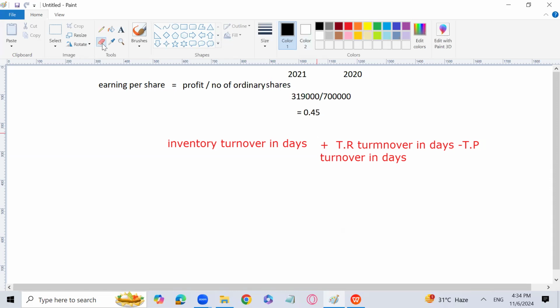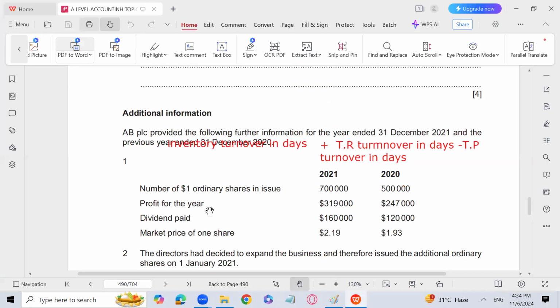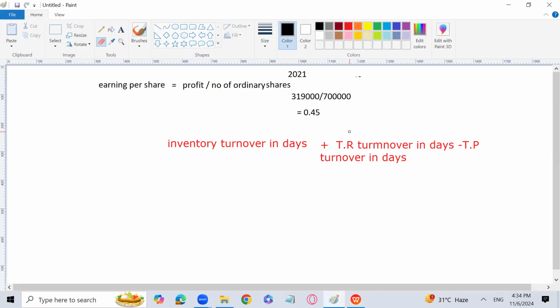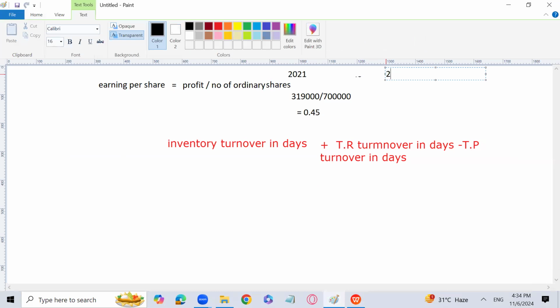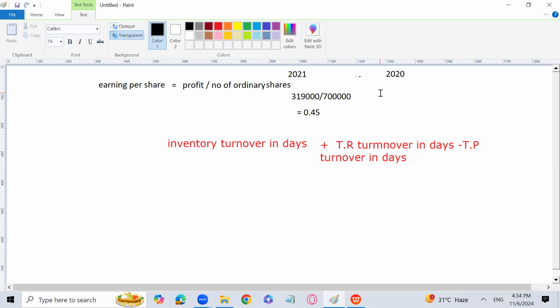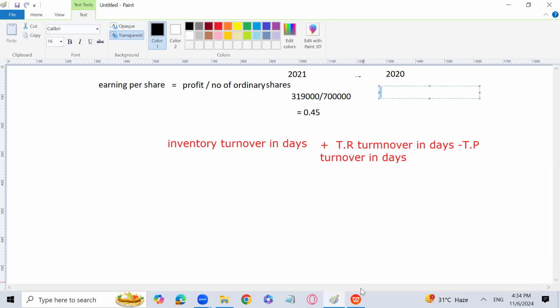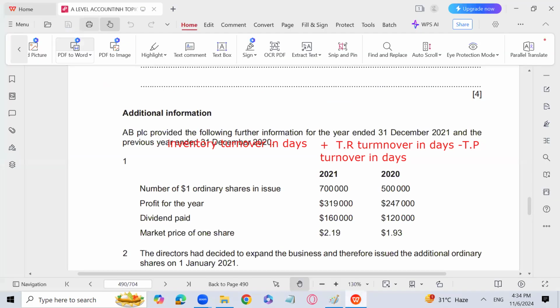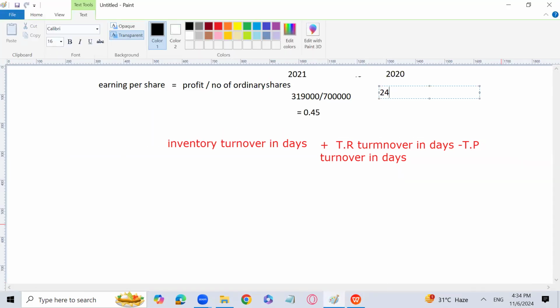Let's talk about 2020 also. Again, we will use the same formula, obviously. Profit for the year is given, that is 247,000, and number of ordinary shares is 5 lakh. So let's write it down for 2020. The formula I have already written for you. 247,000 divided by 5 lakh. What is the answer? 0.49.